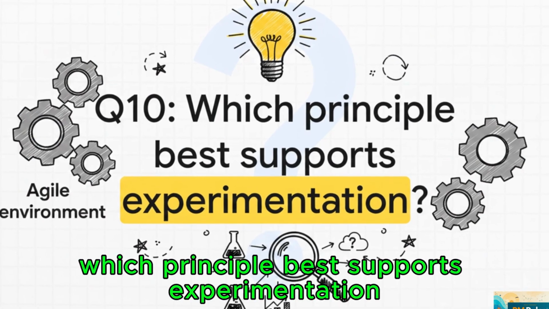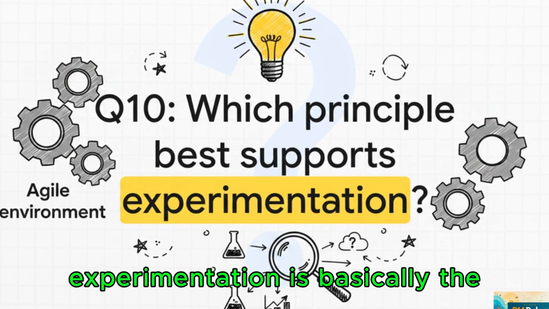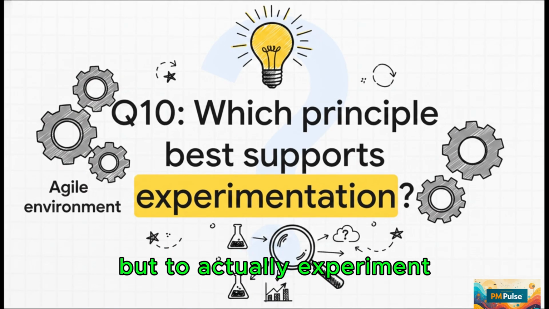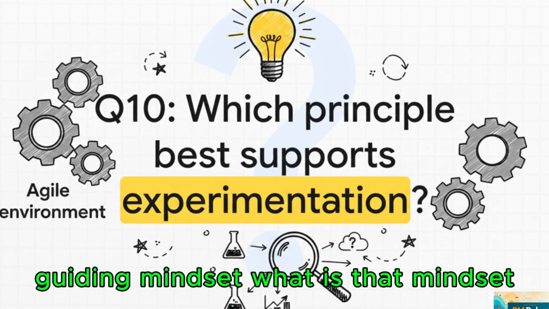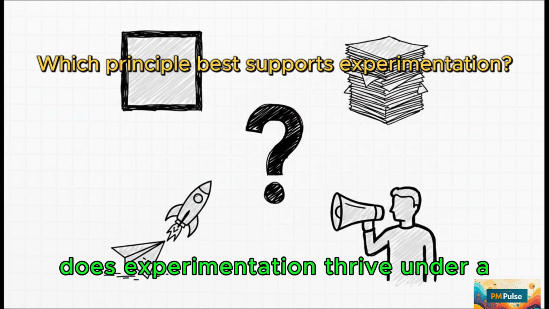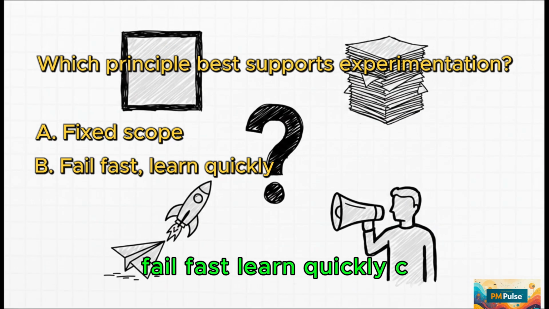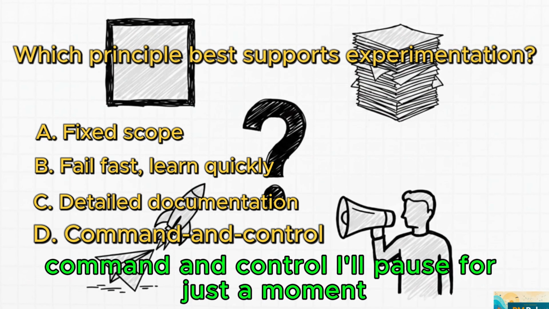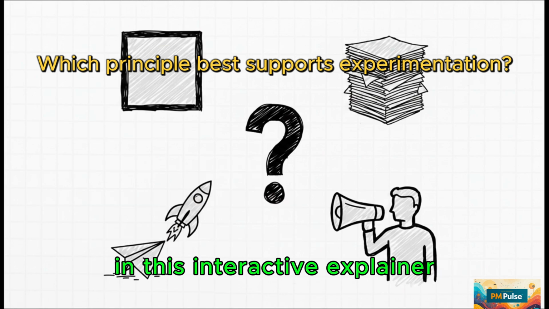Question 10. Which principle best supports experimentation? Experimentation is basically the lifeblood of innovation in an Agile environment. But to actually experiment, a team needs to operate under a specific guiding mindset. What is that mindset? Let's lay out these final 4 options. Does experimentation thrive under A, fixed scope, B, fail fast, learn quickly, C, detailed documentation, or D, command and control? I'll pause for just a moment so you can make your final choice in this interactive explainer.